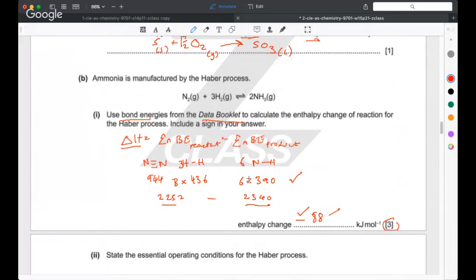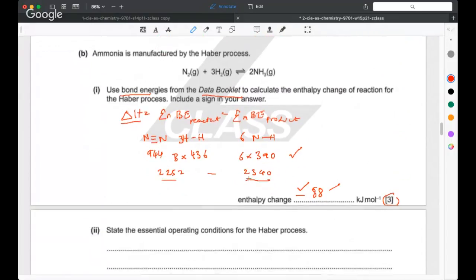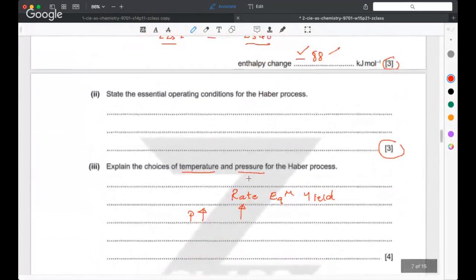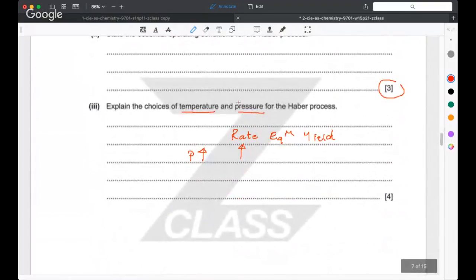So if we put a large pressure on this, this equilibrium is going to move to the right to reduce the number of gas molecules present. That's effectively trying to reduce the pressure. So the equilibrium will shift to the right, and so the yield will increase because there's going to be more product forming.